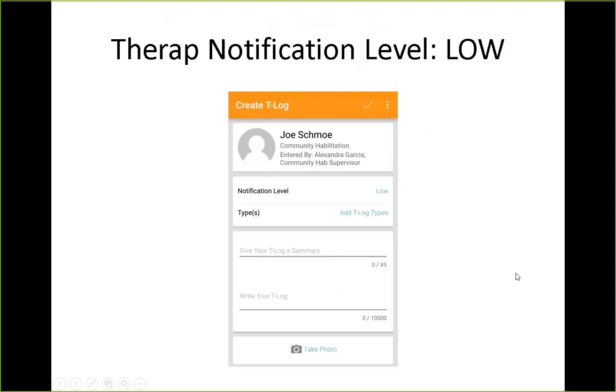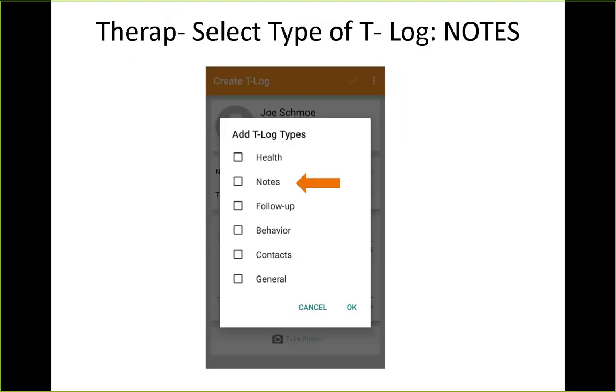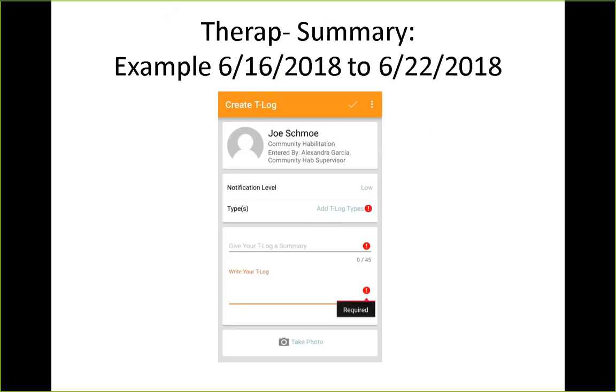THERAP notification level should be low. THERAP select type of TLOG note should be notes. Summary should be labeled using full dates of that work week.